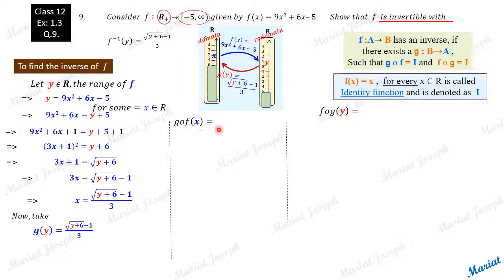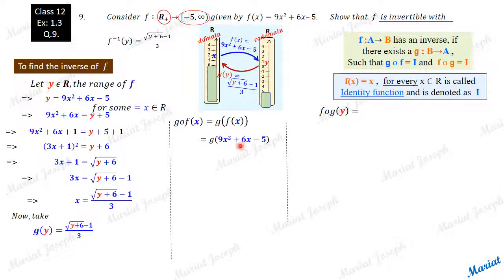GOF of x means G of f of x. That is what the composition says. What is f of x? This polynomial. So let me write G of 9x square plus 6x minus 5. So how do we calculate the G image of this element?